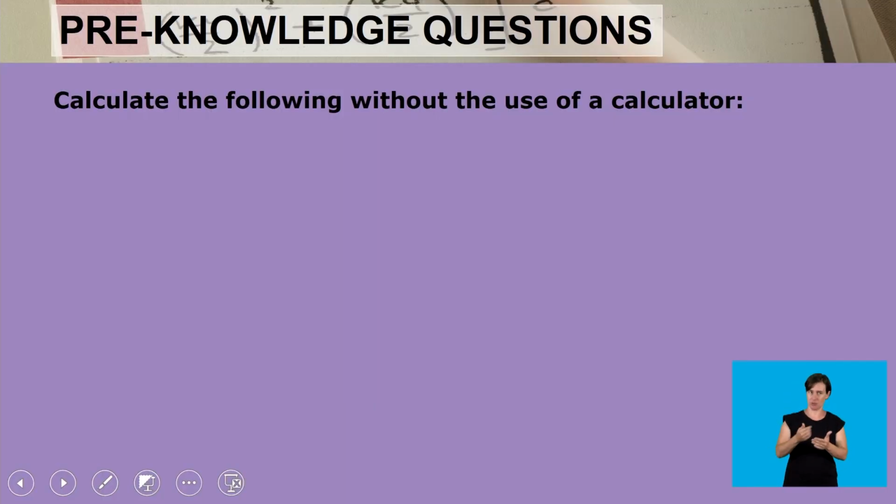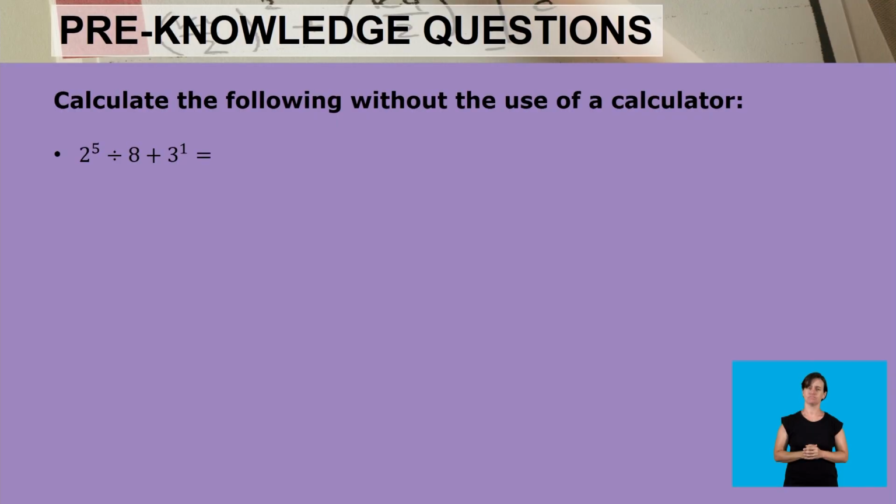So we were still working with that pre-knowledge practice. Let's continue. Now we are going to work with some calculations. It says calculate the following without the use of a calculator. We have been given 2 exponent 5 divided by 8 plus 3 exponent 1.